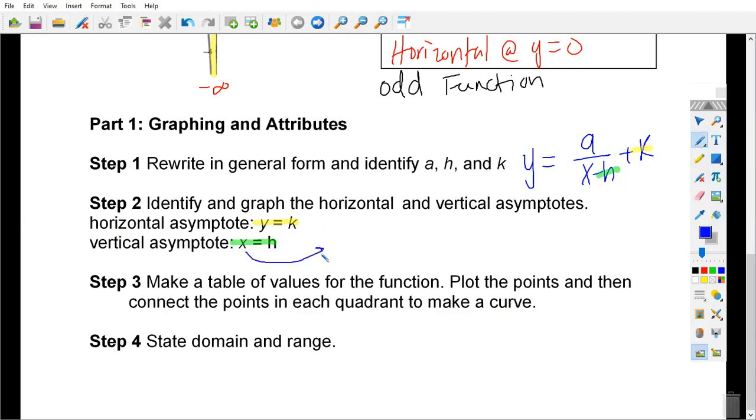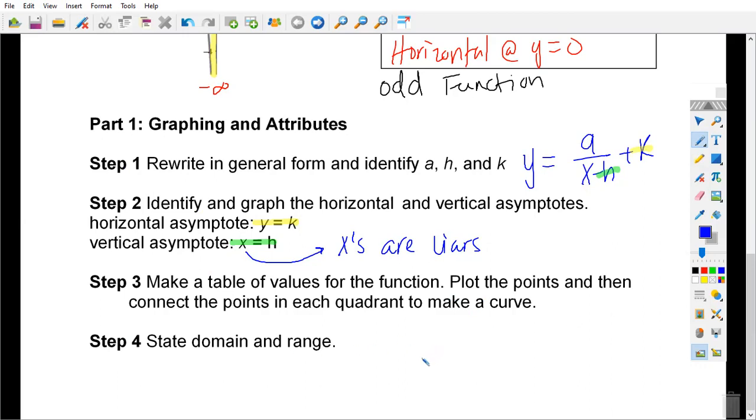Remember about our X's in transformation. X's are what? Liars. Okay. Then we're going to make a table of values for the function and plot the points and then connect them, and we're done. Oh wait, so what comes X and the H? X is your independent variable, so it's not going to change. X is just there. H actually can be something. And then we're going to state our domain and range.